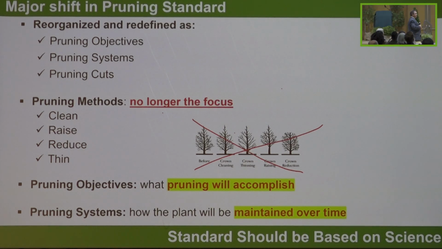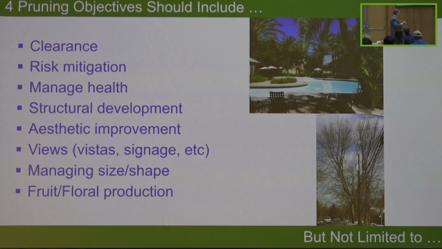But regardless, objectives are something we do. And a system is how you're going to maintain it over time. So a lot of different objectives. Some of these that you gave to me could be vista pruning. It could be sunlight infiltration to power your PV solar collector system. But an objective is something you're trying to accomplish with your pruning. And I thought that was pretty brilliant. I was on the committee. It took us about 3 years to actually get to the point where like, yeah, we finally get it, Jeff. We get what you're talking about.